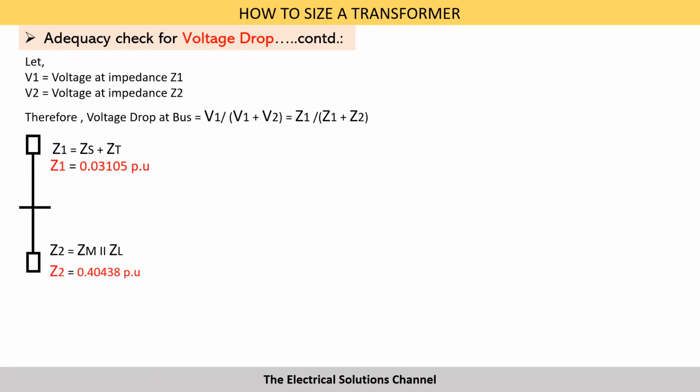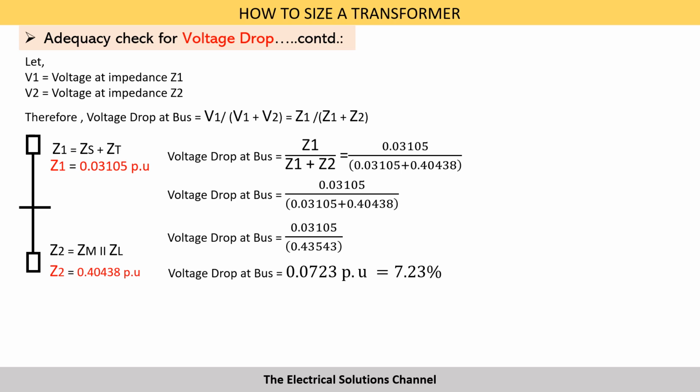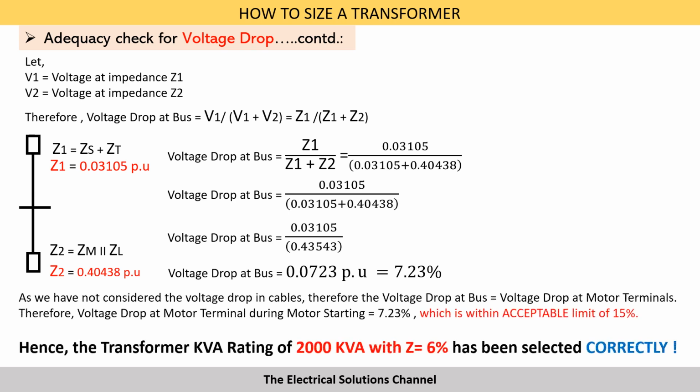Let us now consider V1 is equal to voltage at impedance Z1 and V2 is equal to voltage at impedance Z2. Therefore, voltage drop at the bus is equal to V1 divided by V1 plus V2, which is equivalent to Z1 divided by Z1 plus Z2. Based on the above, voltage drop at the bus is equal to 0.0723 per unit or 7.23%.